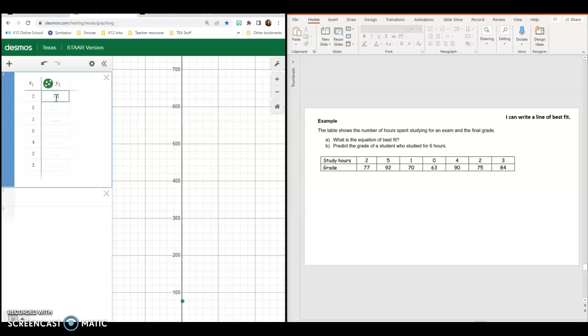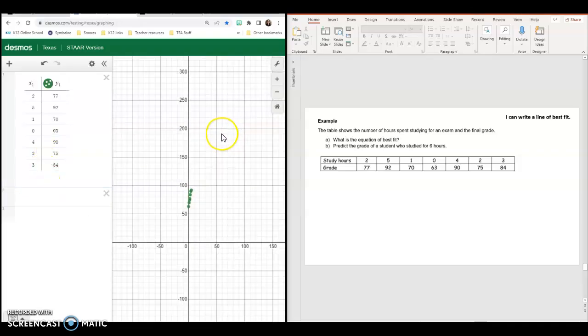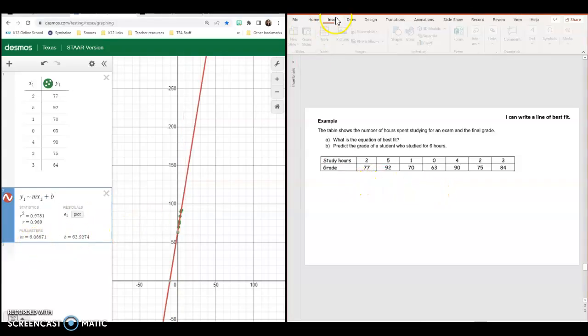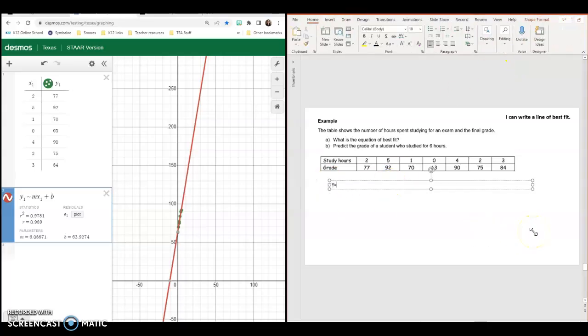And then my grade is going to go into y1. So I have 77, 92, 70, 63, 90, 75, and 84. Once again, I'm going to tell Desmos to approximate a line. So I'm going to say y1 approximately is mx1 plus b. So it does give me the equation of the trend line. So I can go ahead and write my equation now, which is y equals 6.1x plus 63.9.